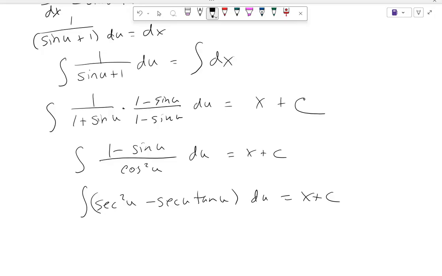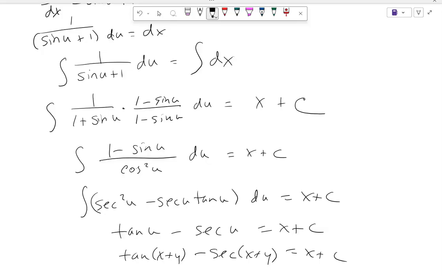What's the antiderivative for secant squared u? Tangent. And for secant u tangent u, it's going to be secant. And now we can finish it off, because u was equal to x plus y. We get that.